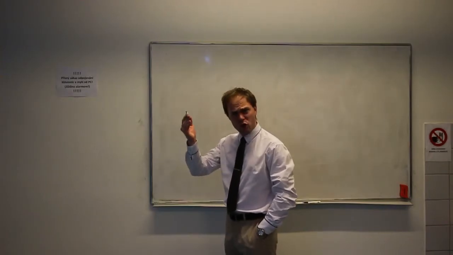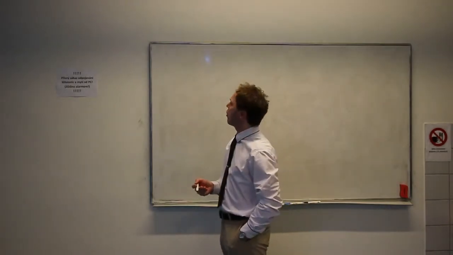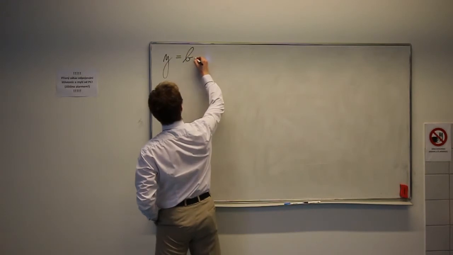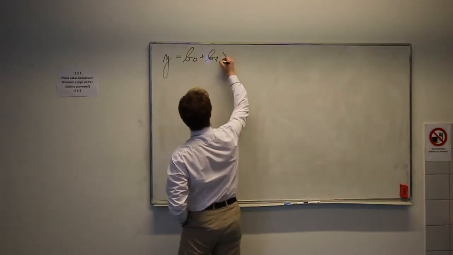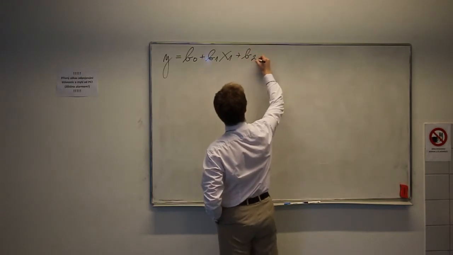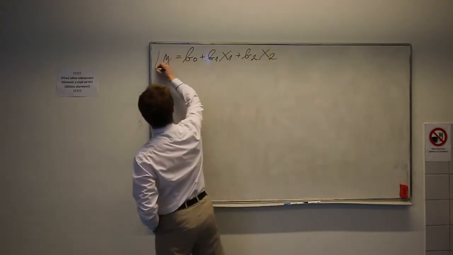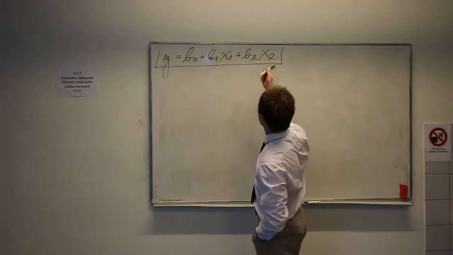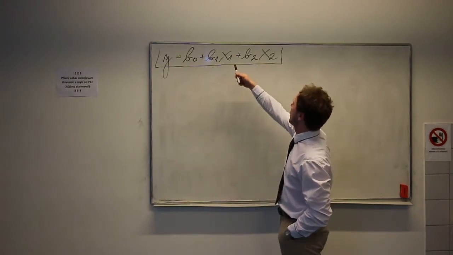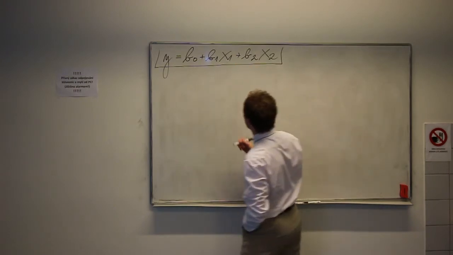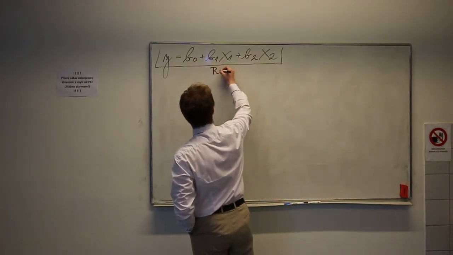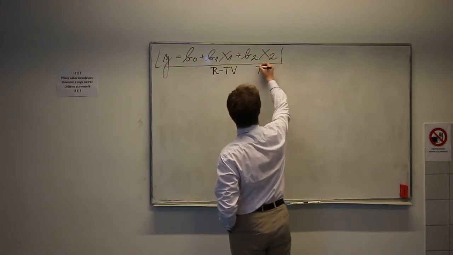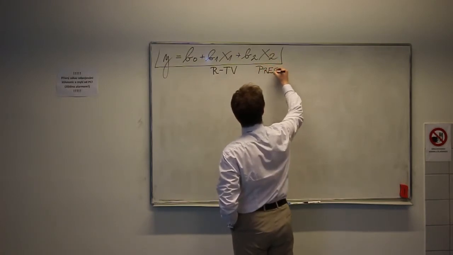Okay, so what is it? The regression plane according to your formulas: Y is equal to B0 plus B1 x1 plus B2 x2. Yes, this is a multiple regression model with 2 independent variables: the costs on advertisement in radio and television, and advertisement in press.